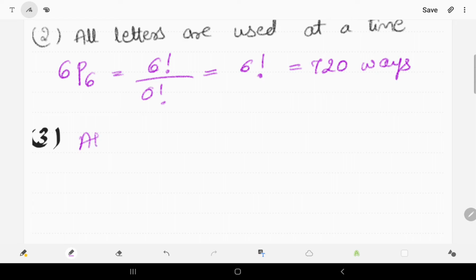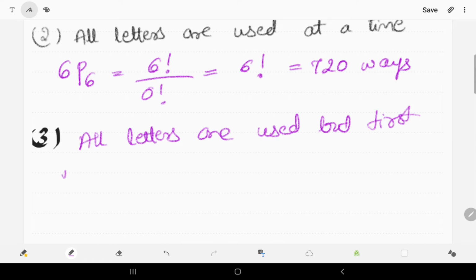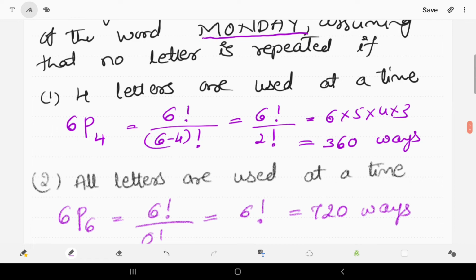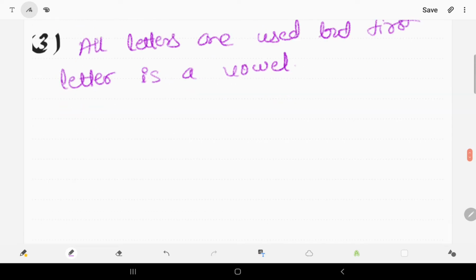All letters are used, but the first letter is a vowel. How many vowels are there here? The first letter in each permutation has to be a vowel. So, what is here? MONDAY. The given problem is MONDAY. How many vowels are there? O and A. So the first letter must be either O or A. So this is 2 choices. First letter choice is 2.